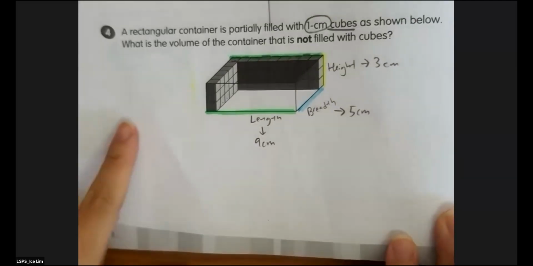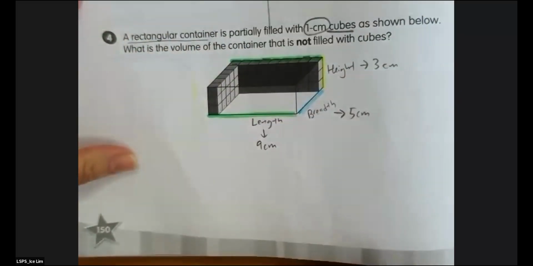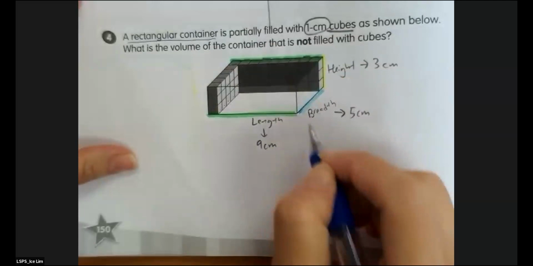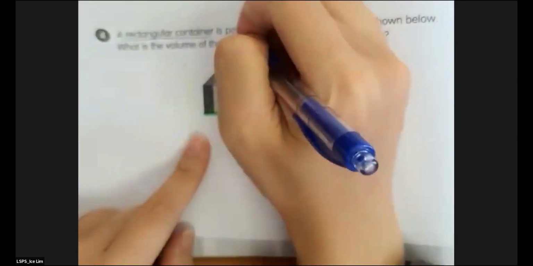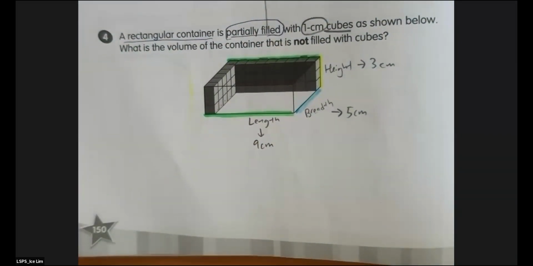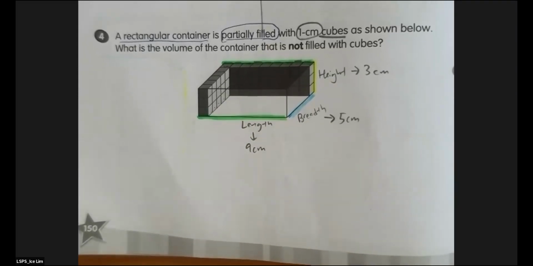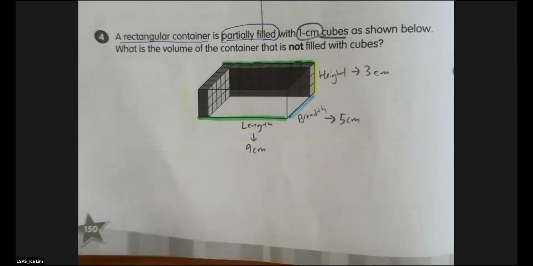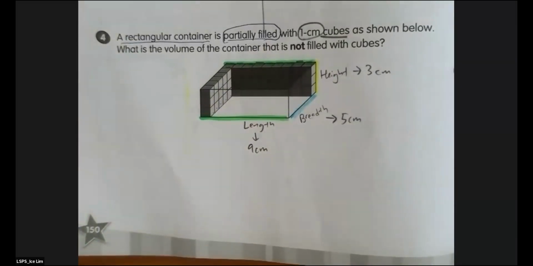Okay, for this question, let's look at it closely. It says here, a rectangular container is partially filled with 1 cm cube stone. Partially filled means it's not completely filled, there are some cubes inside. And the thing about cubes, they are not liquids. Usually when you pour liquid, because of gravity, it will just fall to the bottom, right? But these are cubes. So cubes are solids that can be stacked up. So you notice that there's some space that's empty.